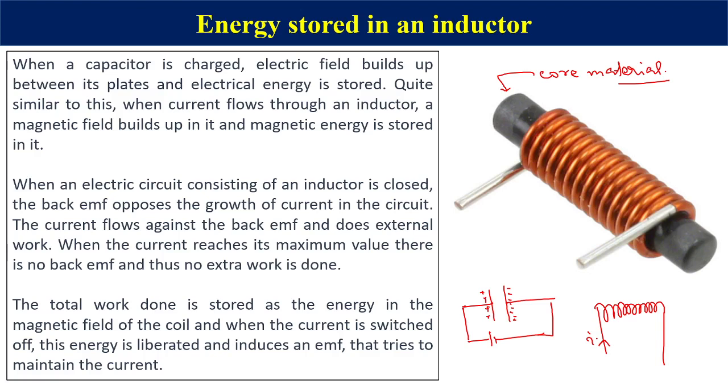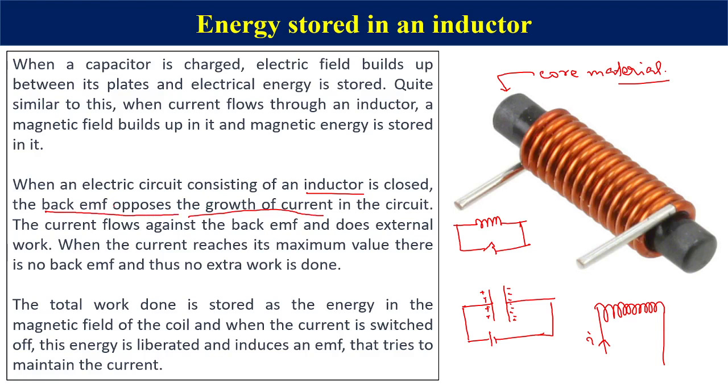All right. So when an electric circuit consisting of an inductor is closed, suppose you have a key connected with a circuit. If you press this key such that the circuit is closed, then we call it closing the circuit. If you keep the key open, it is an open circuit, right? So I hope this part is clear to you. So when an electric circuit consisting of an inductor is closed, the back EMF opposes the growth of current.